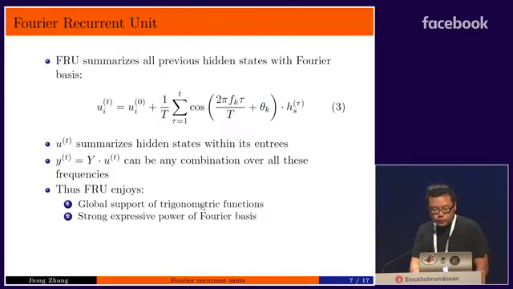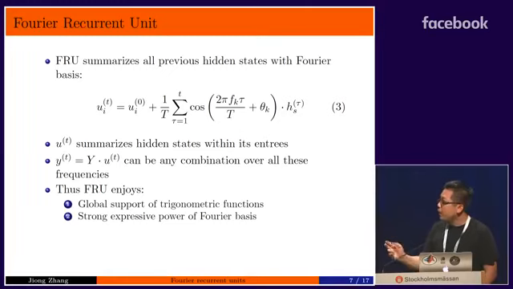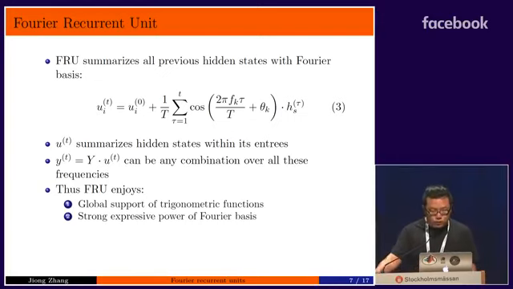So the entries of UT can be written this way. It's a summation weighted by the cosine function up to time step t. And while you're doing output, you're taking linear combinations of the entries of UT and producing the YT. So the YT is actually a combination of all these frequencies, and in this way, YT can pay any amount of attention to any previous hidden states. So this way, FRU enjoys the global support of the Fourier basis and strong expressive power.